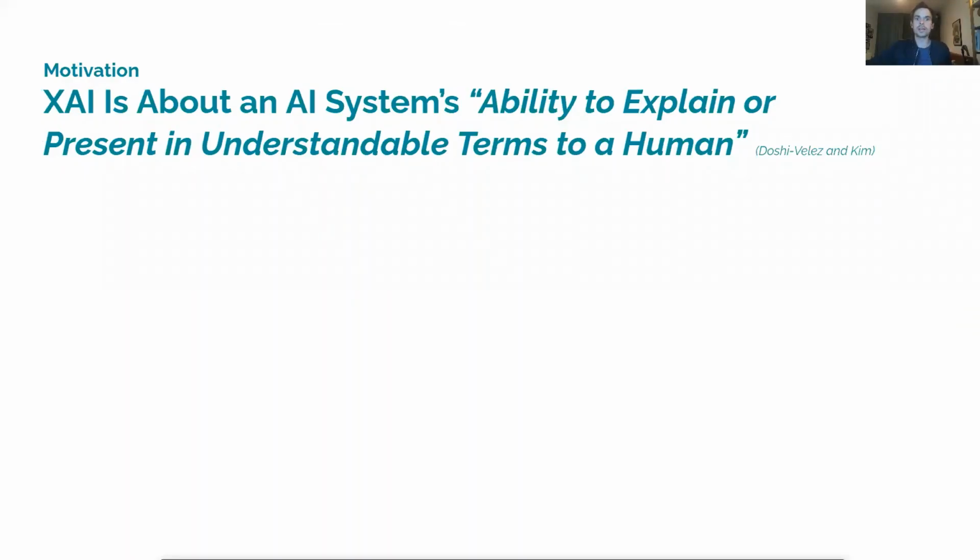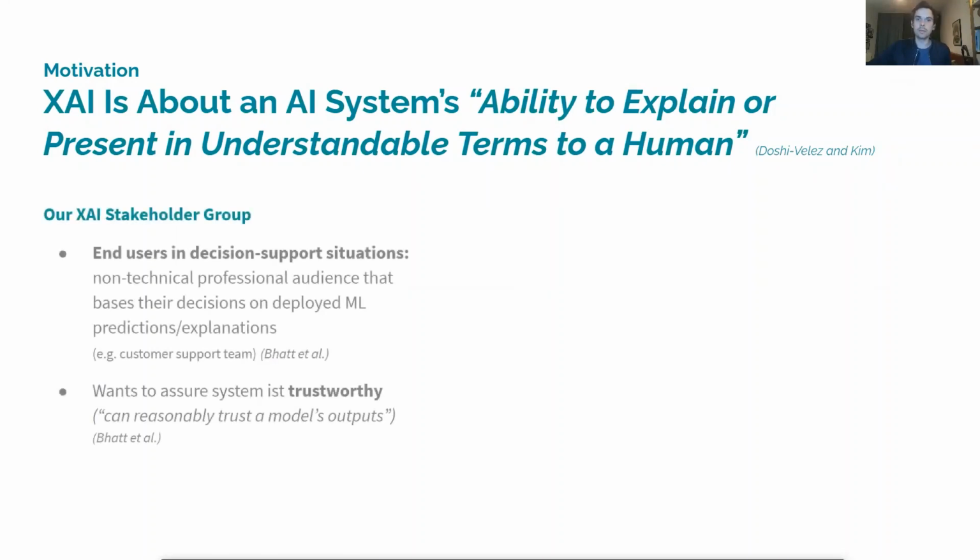The term XAI is about an AI system's ability to explain or present in understandable terms to a human. But to what kind of human? In our work, we focused on the non-technical stakeholders of XAI, namely end users in decision support situations that use machine learning predictions for their decisions. But they typically have no expertise about machine learning.